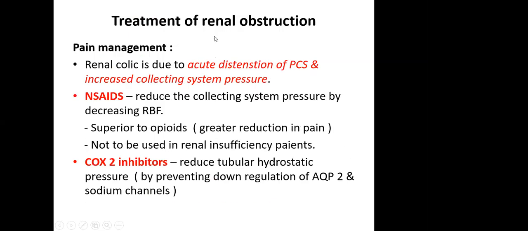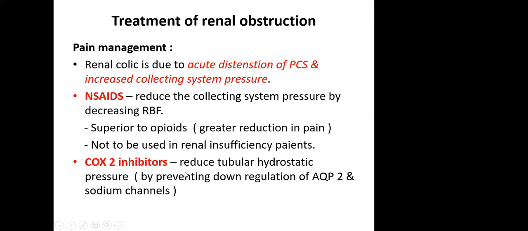Then coming to the general management of a renal obstruction. Whenever a patient comes with a renal obstruction, what will we prescribe? Usually we prescribe diclofenac or something else. The commonly given drug is either an NSAID or a COX-2 inhibitor. Both have different mechanisms of action in decreasing the pain. With an NSAID, renal blood flow will be decreased. As a result, collecting system pressure will also decrease. Hence, there will be relief of pain.